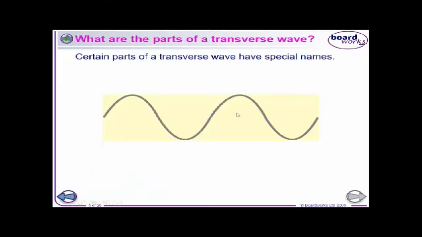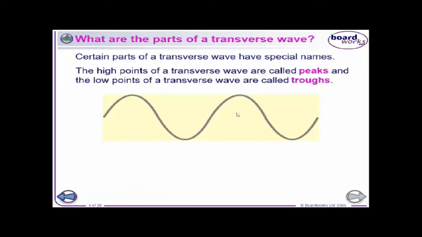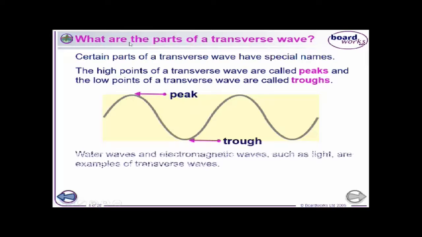So, parts of the wave that we can identify and give names. We call the top bit peaks, like the peak of a mountain, and the bottom bit here we call a trough, which is what a pig eats from. So this is a trough, this is the peak.